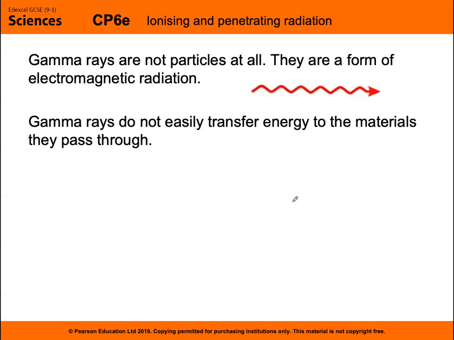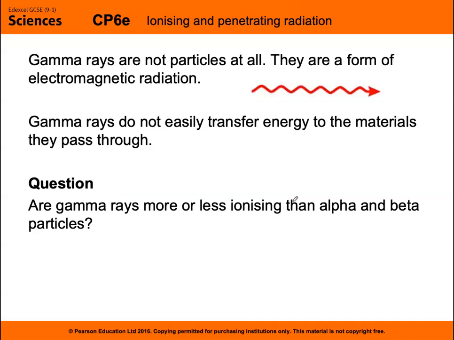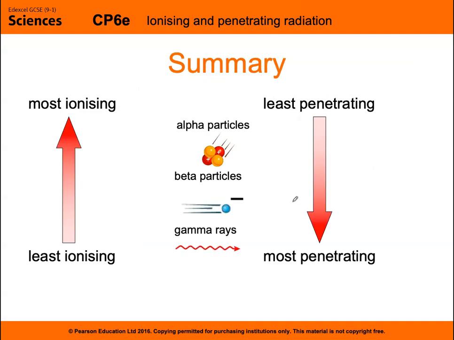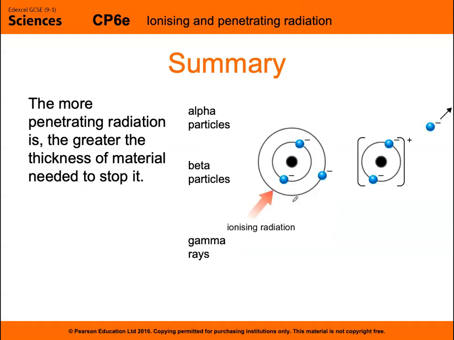This is a good way to summarize for you. Gamma rays more or less ionizing than alpha and beta. Pause it here, answer the question. And that's the end of the video with the final summary. Alpha is most ionizing, least penetrating. Gamma is most penetrating, least ionizing.